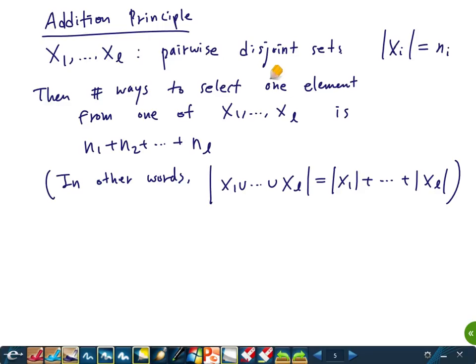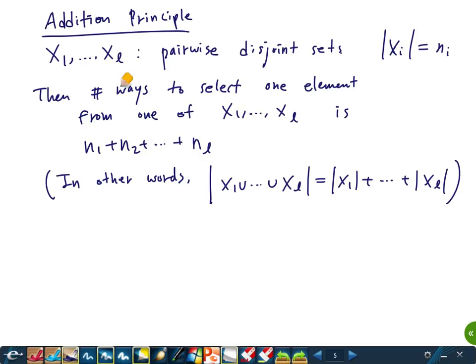So the difference between the multiplication principle and the addition principle is that for the multiplication principle we have different steps and we have to do each step. But here there are L sets, and we just select one of them, not all of them. Just select one, and then select one element from there. So there's only one step in that sense. We do just one thing. We just select one element. Not one element from each set, just one of them.